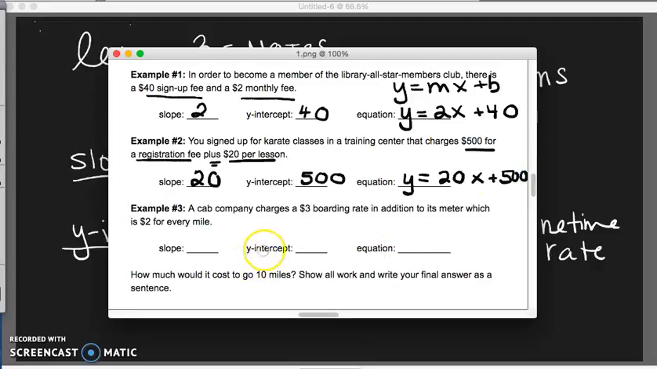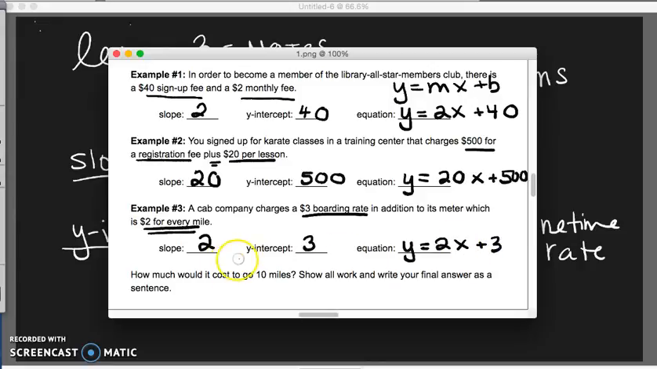Example number 3 does the same thing, but we then want to use our equation to solve the problem being asked. A cab company charges $3 for a boarding rate in addition to its meter, which is $2 for every mile. Since it's $2 every mile, your slope is 2. Just to get in the cab, they charge you $3. So y equals 2x plus 3.